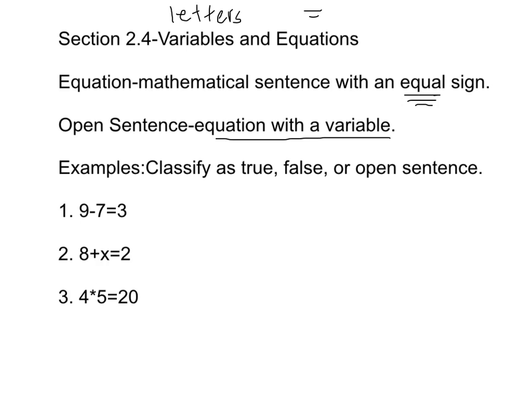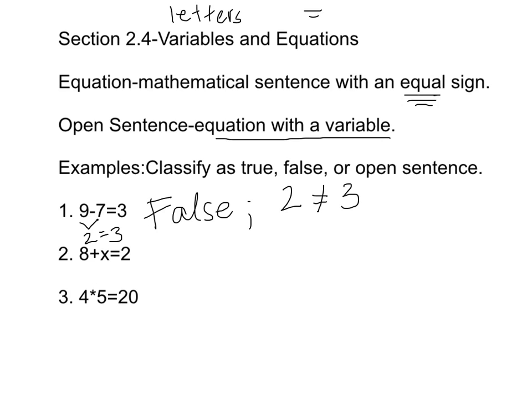So let's do some examples. Something you'll see in your book will say examples classify as true, false, or an open sentence. Okay, so 9 minus 7 equals 3. If I do 9 minus 7, I know that that is 2 equals 3. Is this true or false? It is false. And then in your book, it asks you to explain, so we're going to explain on here too. It is false because, we're just going to put a little semicolon, 2 does not equal 3. Remember, this equal sign with a line through it means does not equal.